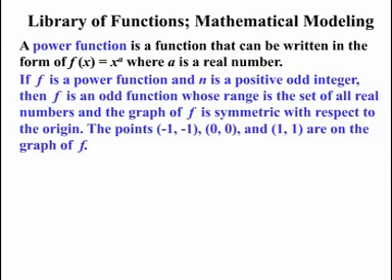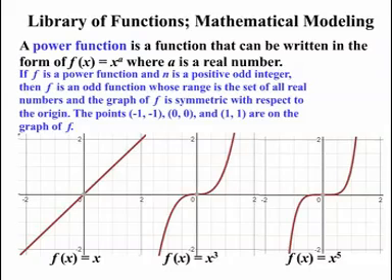If f is a power function and n is a positive odd integer, then f is an odd function whose range is the set of all real numbers, and the graph of f is symmetric with respect to the origin. The points (-1, -1), (0, 0), and (1, 1) are on the graph of f. And there you see three examples of odd power functions: f(x) = x, f(x) = x cubed, and f(x) = x to the fifth.